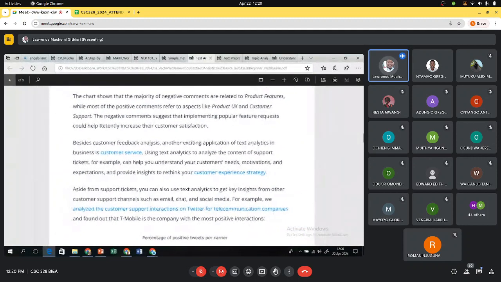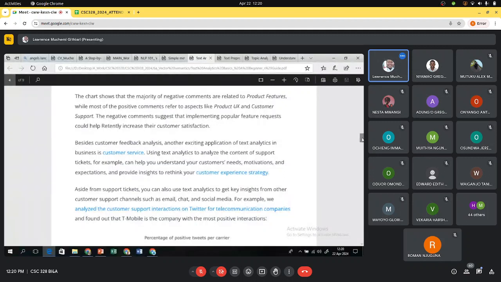So what we've just done there is a customer feedback analysis. Now, besides the customer feedback analysis, another exciting application of text analytics in business is customer service. So using text analytics to analyze the context of support tickets, for example, can help you understand your customers' needs, motivations, and expectations, and provide insights to rethink your customer experience strategy.